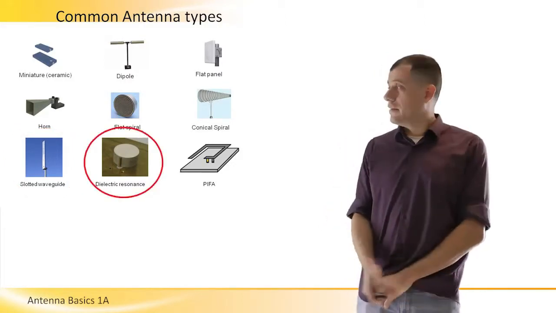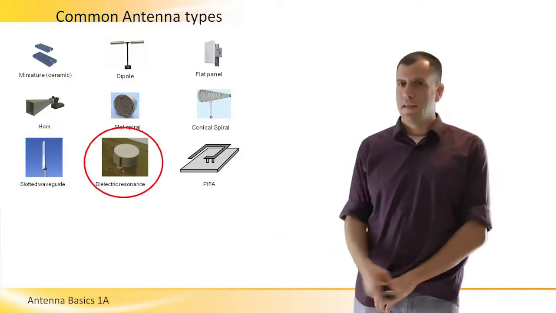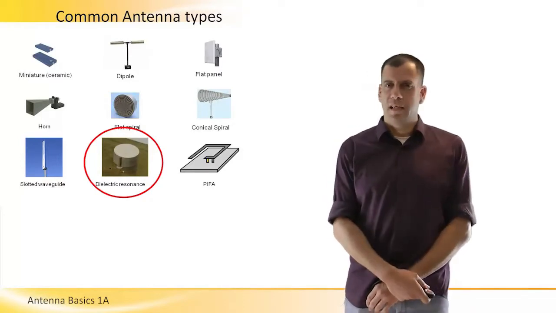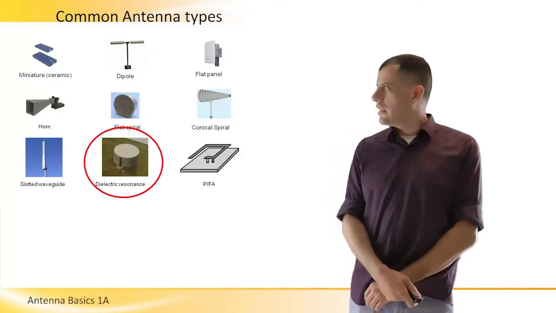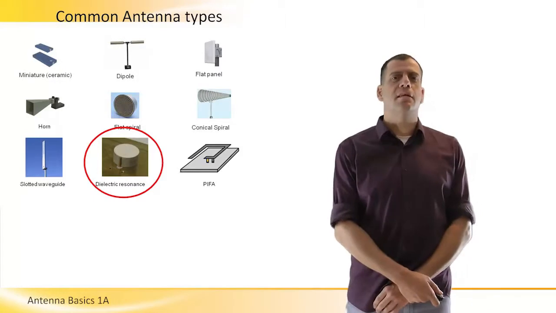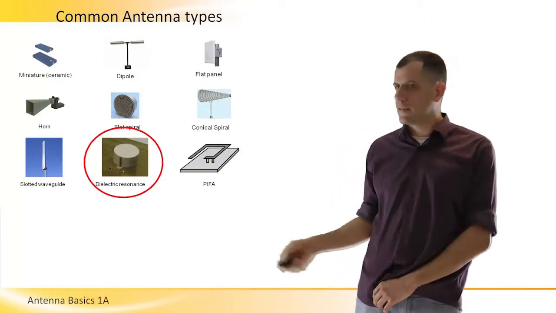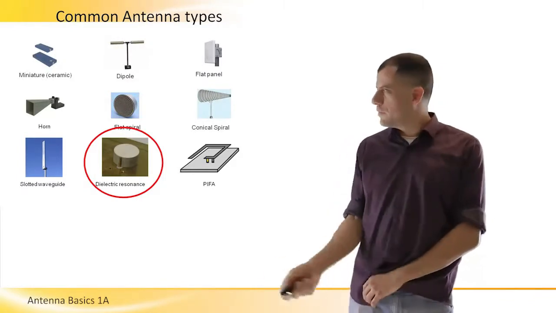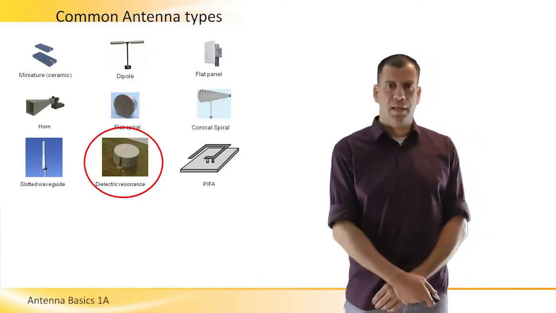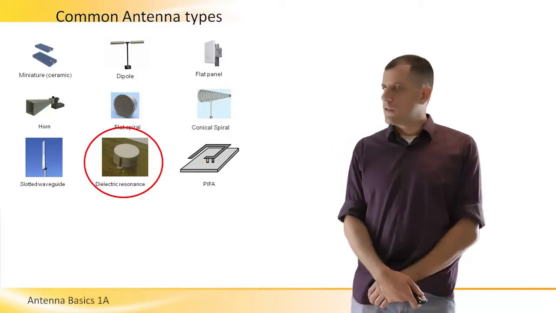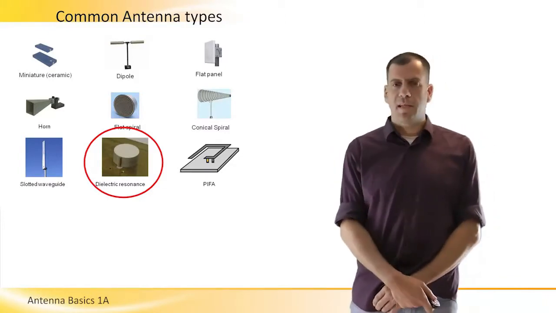The eighth antenna here in the middle of the bottom line is the dielectric resonance antenna. This antenna actually has a resonance frequency which is determined by the structure of the dielectric material that is attached to the probe of the connector that you can see in the slide. This antenna is also a part of the miniature antennas family.